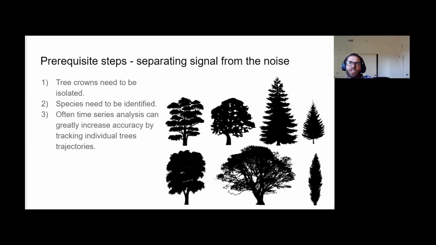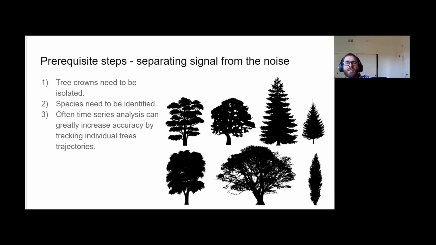Another important consideration is that species will likely need to be identified first. Different species have different leaf shapes, phenologies, and crown shapes, all of which will impact the spectral signal of the crown. The same spectral signal from two separate species might be indicative of extreme stress in one species and perfect health in another. Therefore, it is important to reduce that noise by separating out species before trying to delve into the stress of species.